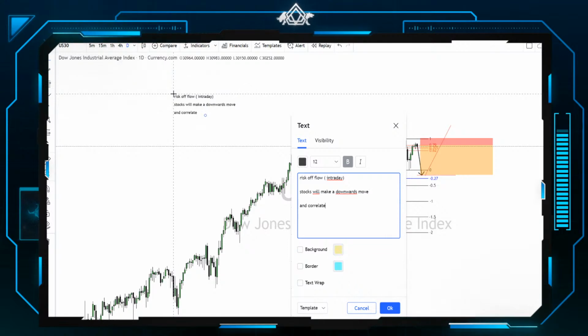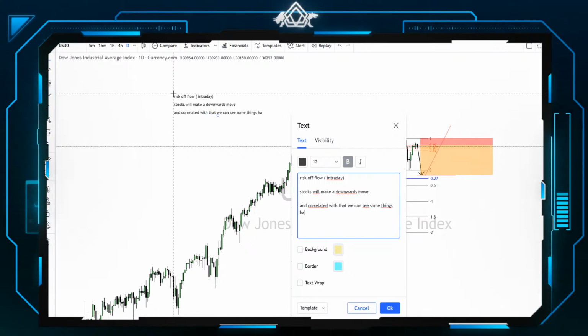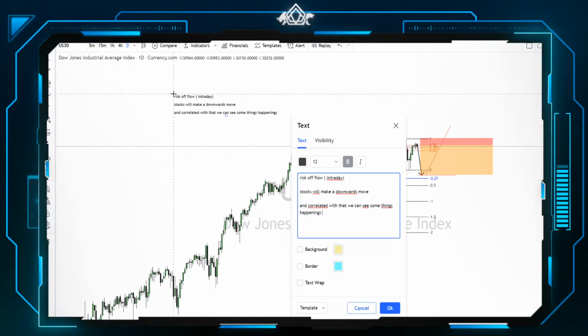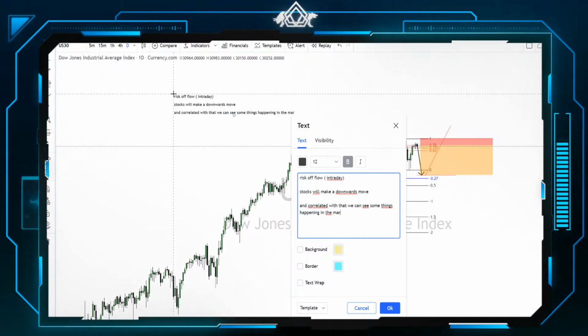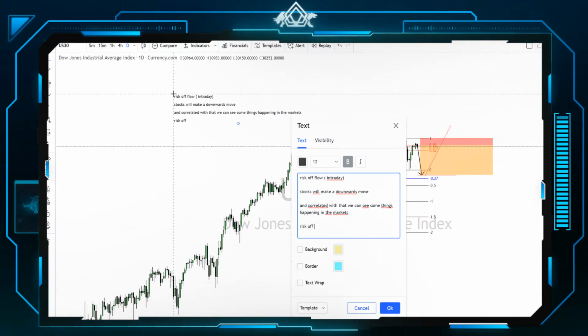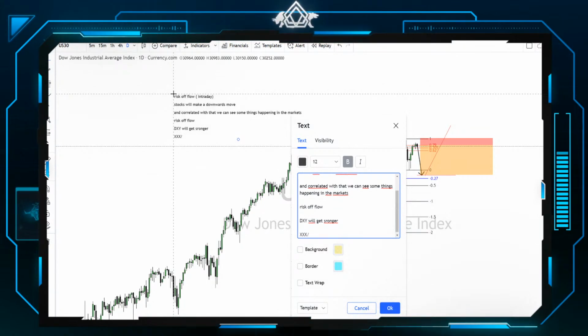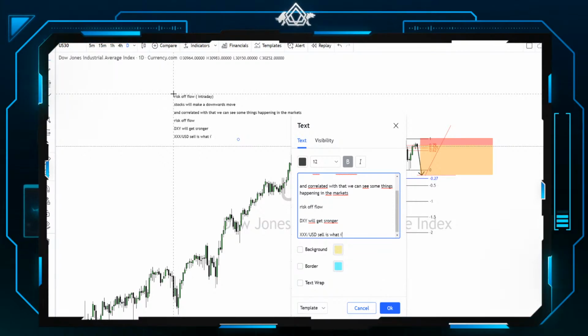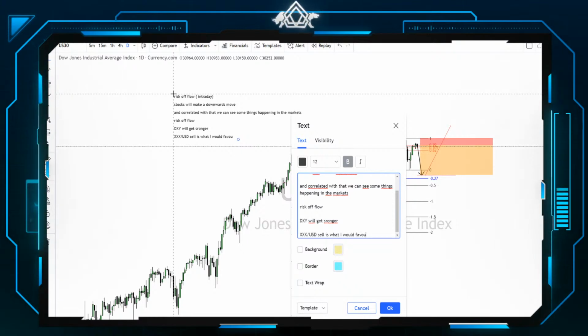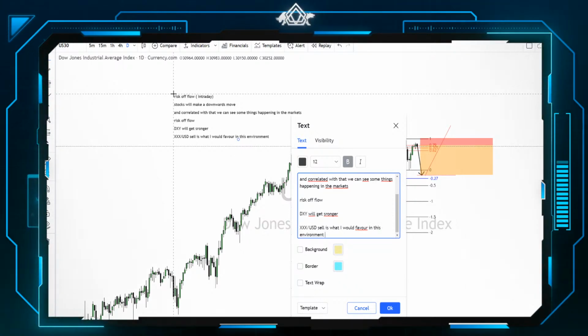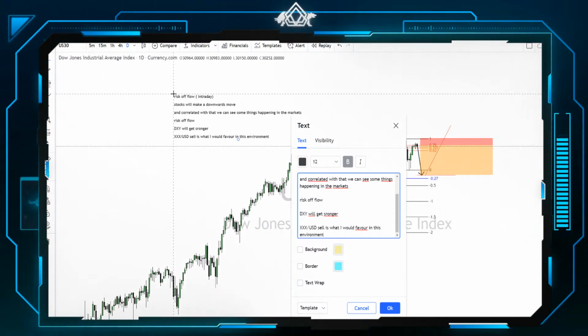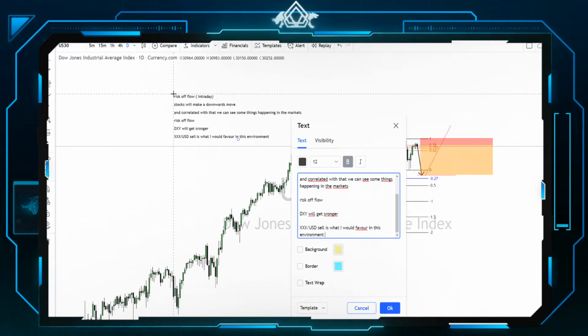and correlated with that we can see some things happening in the markets. And this is what we should see. So with a risk off flow, the probability is that the DXY will get stronger. So that means XXX USD sell is what I would favor in this environment, in the risk off environment. Okay, XXX USD sell is what I would be looking for.